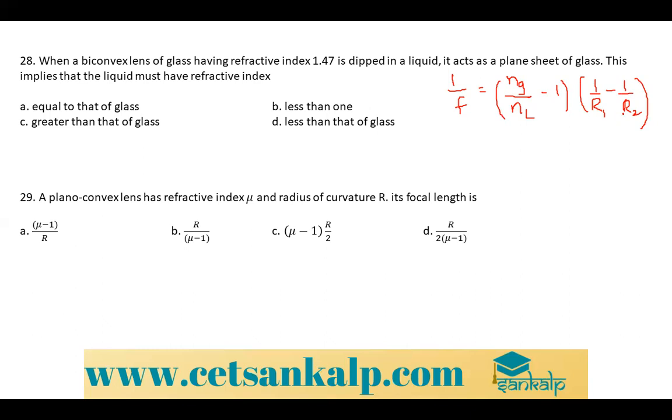As the biconvex lens dipped in a liquid acts as a plain sheet of glass, when it acts as a plain sheet of glass, what happens to the focal length? It forms at infinity. So f is equal to infinity, so 1 by f is equal to 0. So when 1 by f is equal to 0, this term also will become 0. Then ng by nl minus 1 is equal to 0.